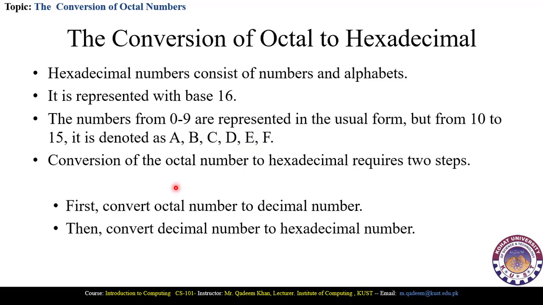The conversion of octal numbers to the hexadecimal number system requires two steps. There is a two-step methodology used to convert octals to hexadecimals. First, we will convert the octal number to decimal. So in the first step, the input octal number will be converted to the decimal number system, which we have performed in the previous steps. And then we will convert that decimal number to the hexadecimal number system. So after converting the octal to decimal, the intermediate value, which is the decimal value, will be converted to the hexadecimal number.